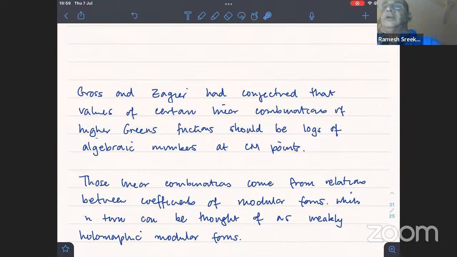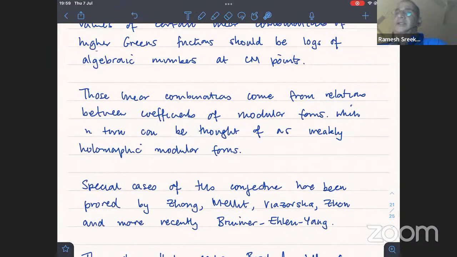a weakly holomorphic modular form, by some observation of Borcherds, right? Okay. So in other words, in some ways, the principal part of the weakly holomorphic modular form corresponds to the relation which you get among the coefficients of modular forms.